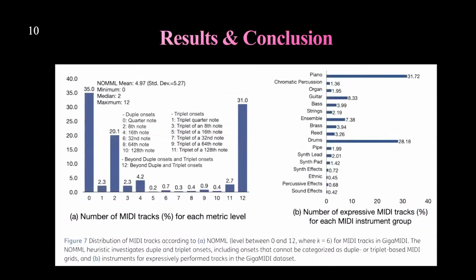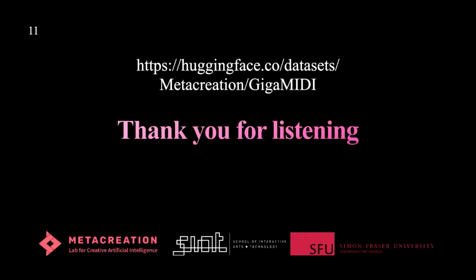Figure 7a shows the distribution of NOMML results. About 69% of tracks are non-expressive, while 31% are expressive. Figure 7b shows instrument breakdown in the expressive subset, where piano and drums dominate. Altogether, we curated 1.65 million expressive tracks, making this the largest expressive MIDI dataset.